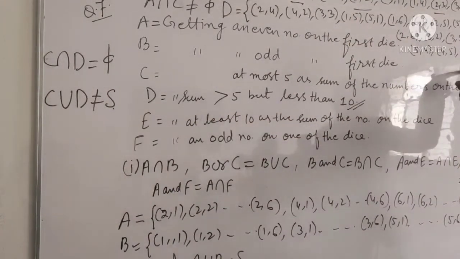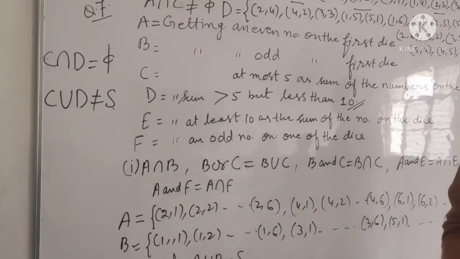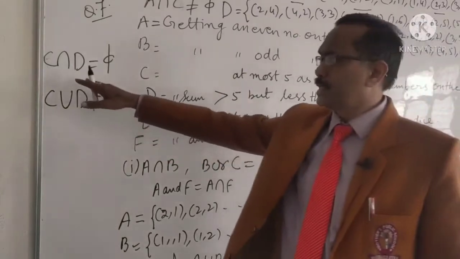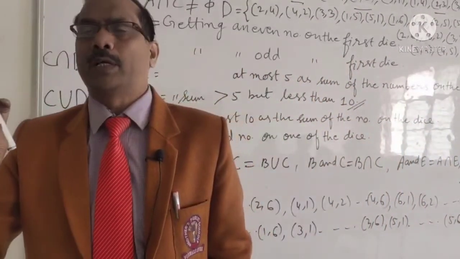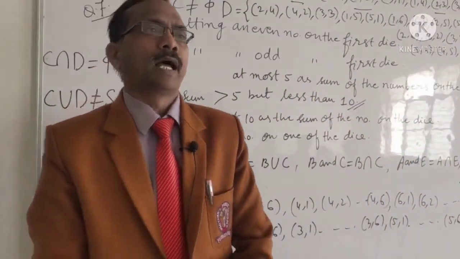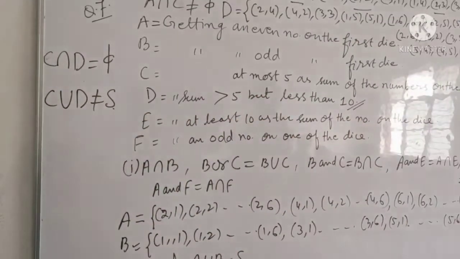Element 6 is not there. Right? The element making the sum 11, that is not there. So, we can say that C and D events are only mutually exclusive but not exhaustive. Okay? So, here no option is correct. D, mutually exclusive and exhaustive, is wrong.